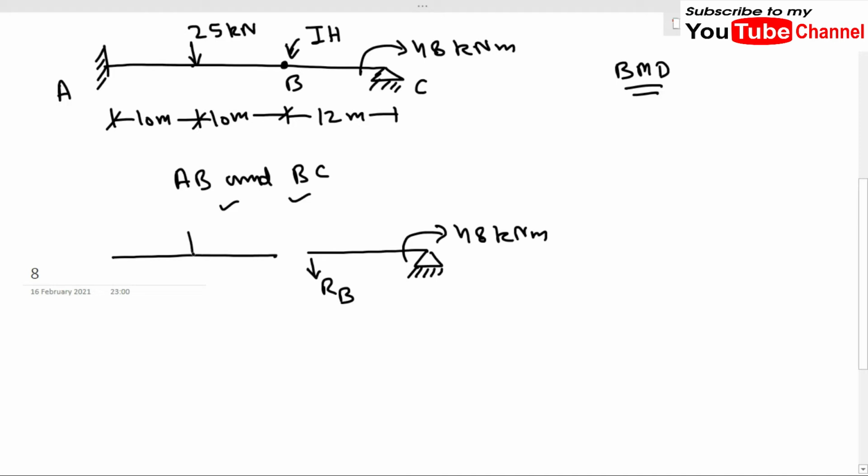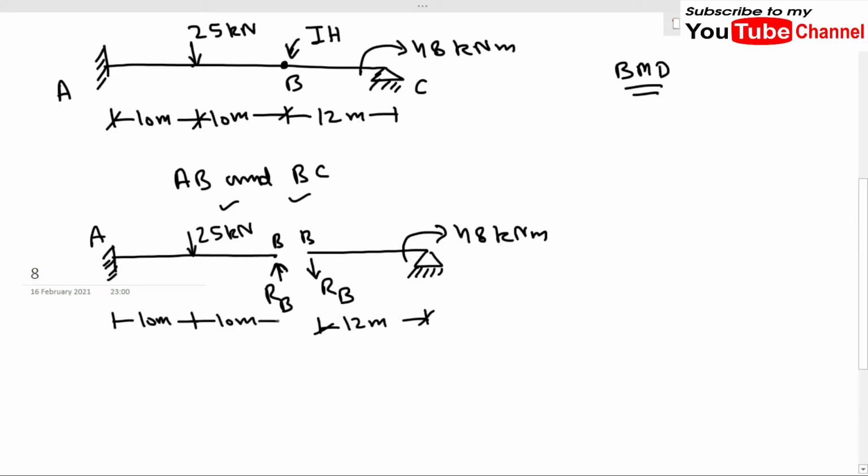Here we have 25 kilonewton of load, and this is our free end A. There we have a reaction in the downward direction, so for equilibrium there must be a reaction in the upward direction at B. Did you understand my concept, what I want to say? In this way we can separate these two beams, and we can solve our problem very easily. So this is our 12 meter, and here we have 10 meter, and here we also have 10 meter.